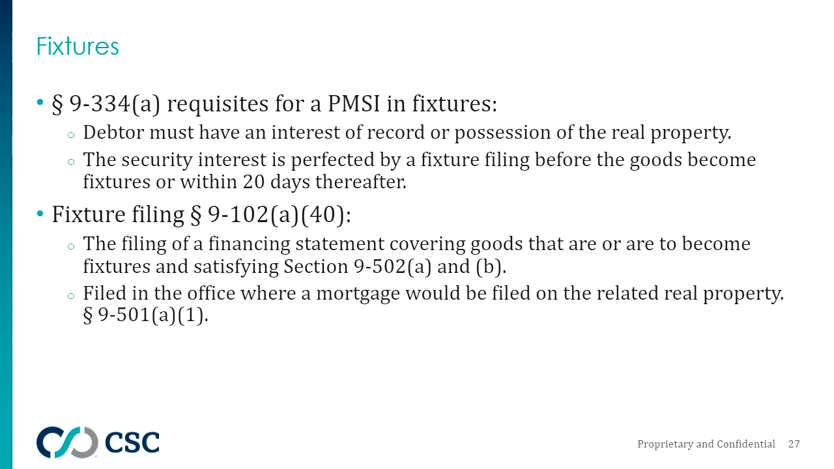What is a fixture filing? A fixture filing is a financing statement covering goods that either are or are to become fixtures, and it has to be filed in the office where a mortgage would be recorded on the affected real property. In other words, a financing statement filed in the location of the debtor that covers fixtures, while it will perfect a normal security interest in fixtures with normal priority, it will not perfect a purchase money security interest in fixtures. That requires filing of a fixture filing in the real estate records.